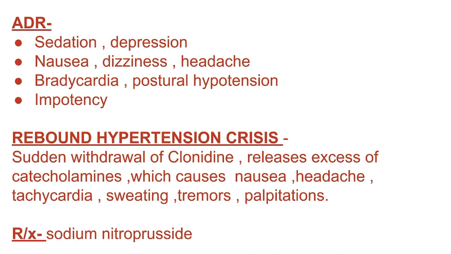Adverse drug reactions. The side effects of using this drug are sedation, depression, nausea, dizziness, headache and bradycardia, postural hypertension, impotency. Rebound hypertension crisis. This is important. So one should keep in mind whenever we are giving this drug to a patient, this clonidine, sudden withdrawal should not be done. In case of sudden withdrawal, there will be release of excess of catecholamines, which causes nausea, headache, tachycardia, sweating, tremors, palpitations. That means excess of sympathetic activity released, right? To treat this rebound hypertension crisis, sodium nitroprusside is used.